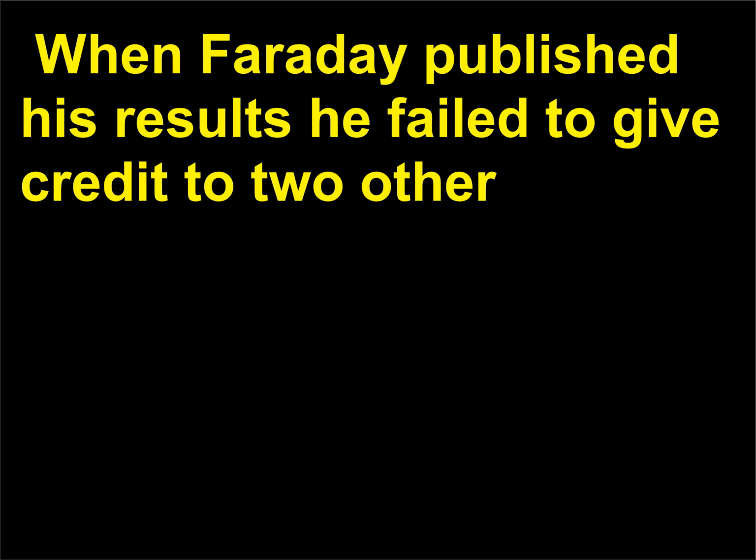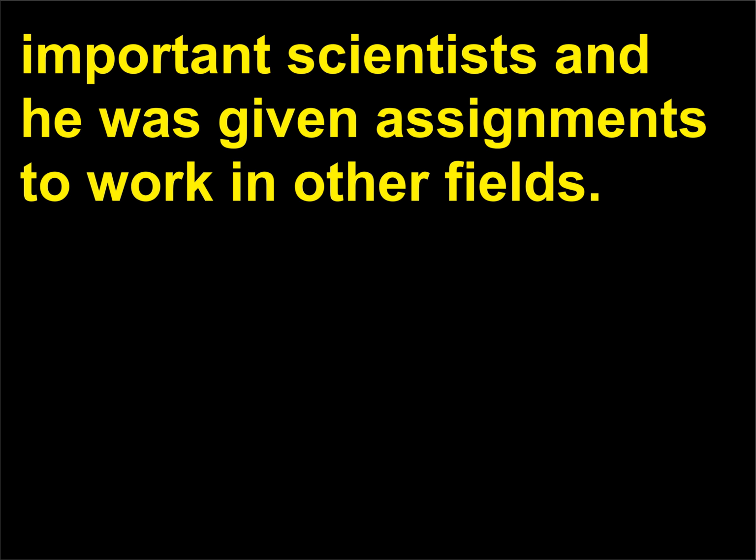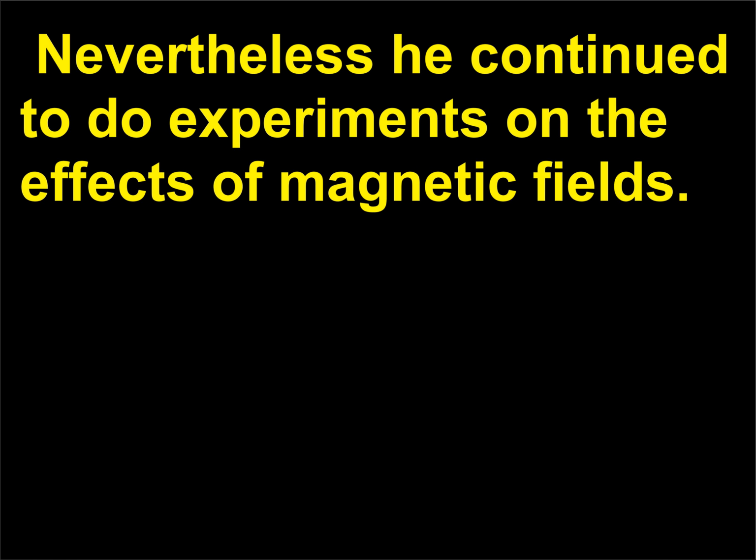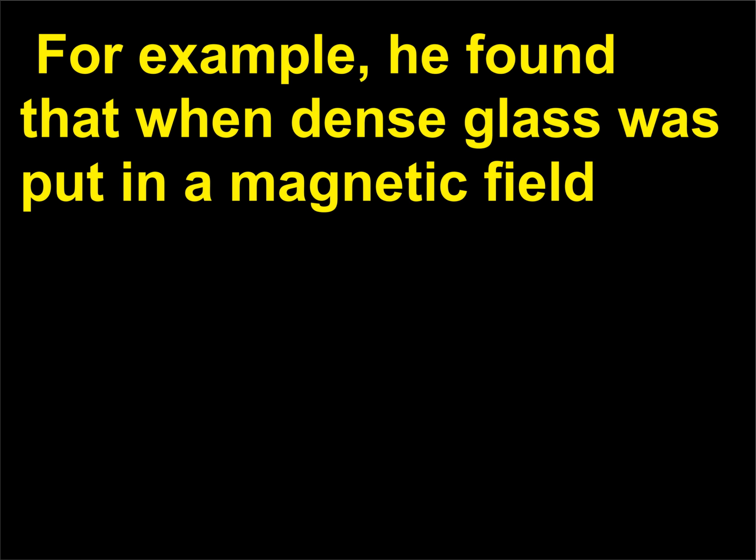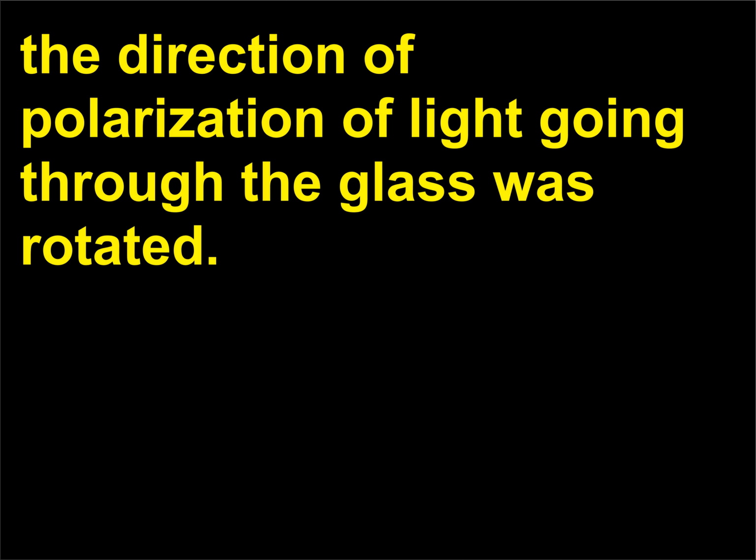When Faraday published his results, he failed to give credit to two other important scientists, and he was given assignments to work in other fields. Nevertheless, he continued to do experiments on the effects of magnetic fields. For example, he found that when dense glass was put in a magnetic field, the direction of polarization of light going through the glass was rotated.